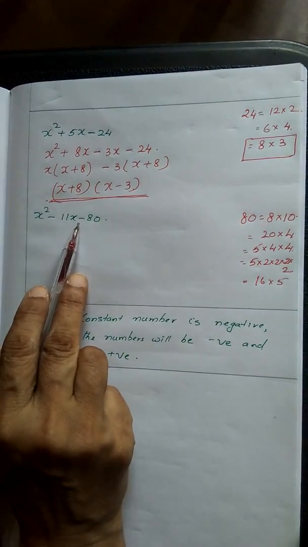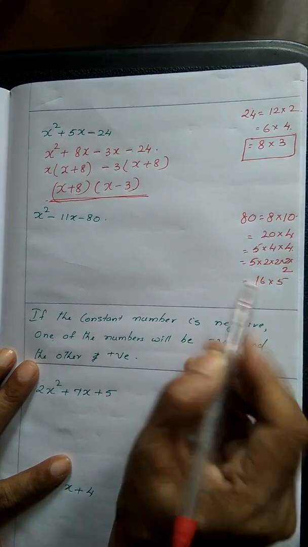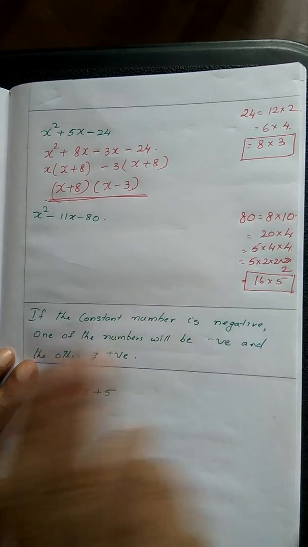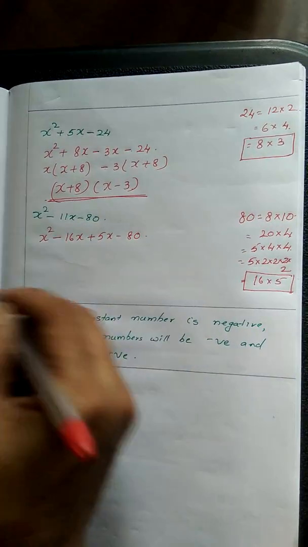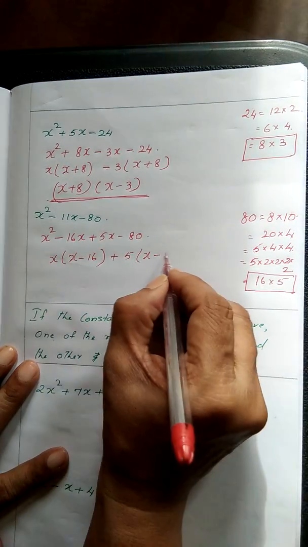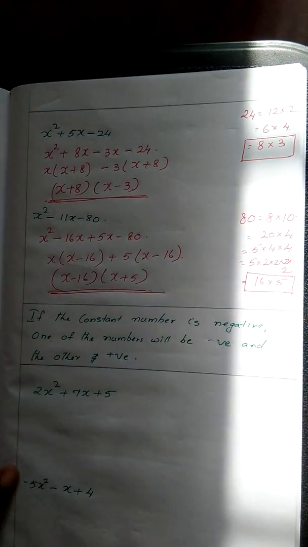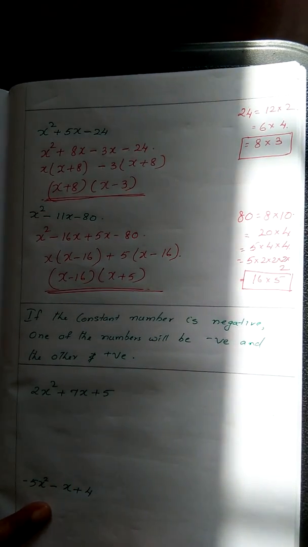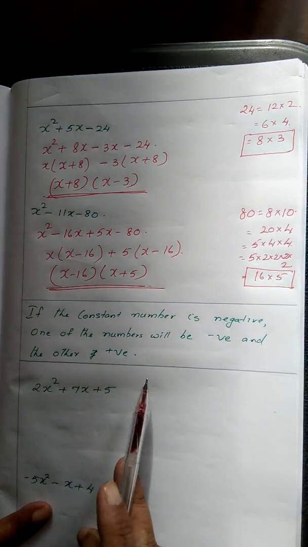So we will write this as, now again this is minus and here also the answer is minus. So we will take the bigger number. One of the factors has to be negative, and since this is negative, the bigger factor has to be negative. So we will write this as x squared minus 16x plus 5x minus 80. So this is equal to x into x minus 16 plus 5 into x minus 16. So x minus 16 into x plus 5. So if the constant number is negative, one of the numbers will be negative and the other is positive. If the constant is positive, it depends. Either both can be negative or both have to be positive.